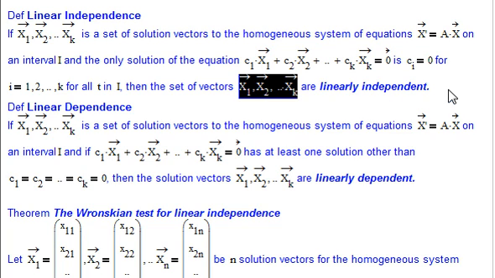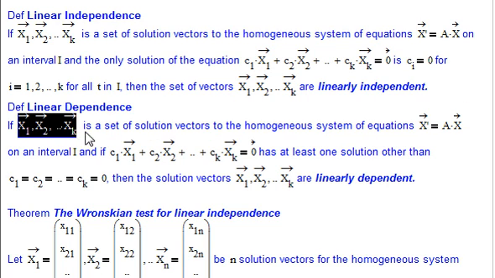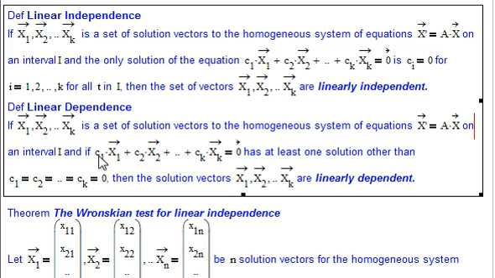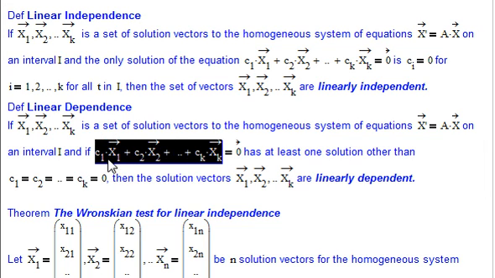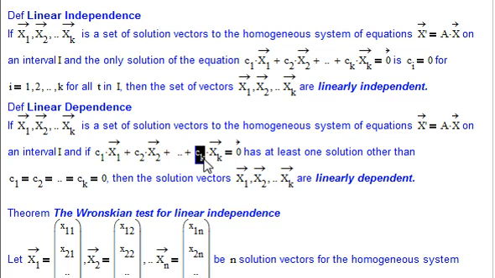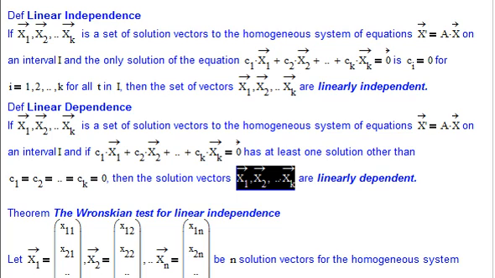And it might be even more important to say, well, what does it mean if they're linearly dependent? Well, if you have that set of vectors and they're solution vectors to this homogeneous system on an interval I, and if there's more than one solution, not all the ci's equal to 0, of that same equation, c1 x1 plus c2 x2 plus dot dot dot plus ck xk, in other words, one of these vectors may be some linear combination of the others, then they're called linearly dependent.